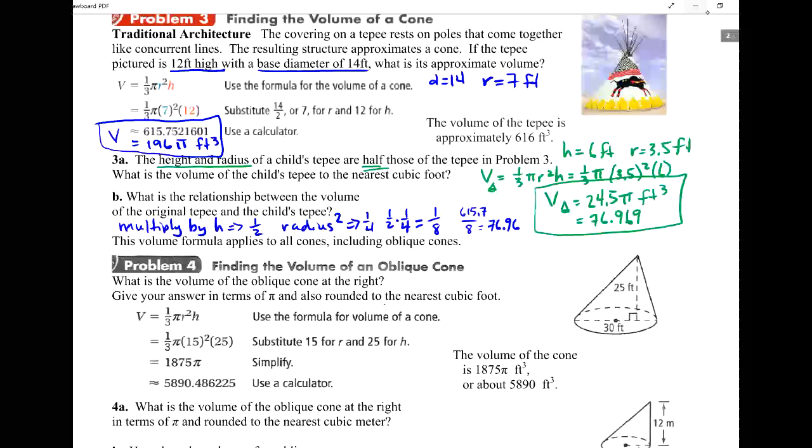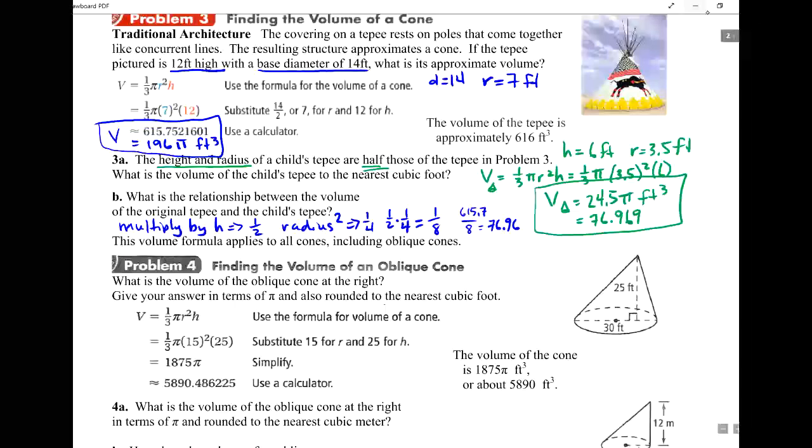All right. We were told that the height and radius of the child's teepee are half of those in the problem above. So we know our height is 6 feet, our radius now is 3.5 feet. We substitute all of our numbers in and we get the volume of our cone is 24.5 pi feet cubed, or 76.969, which would round to 77.0 feet cubed.